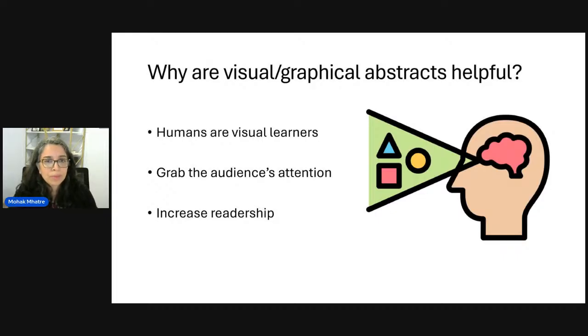So the point of this is to grab the reader's attention. And studies have shown that having an effective visual abstract, especially on social media and online, has been shown to increase readership substantially.